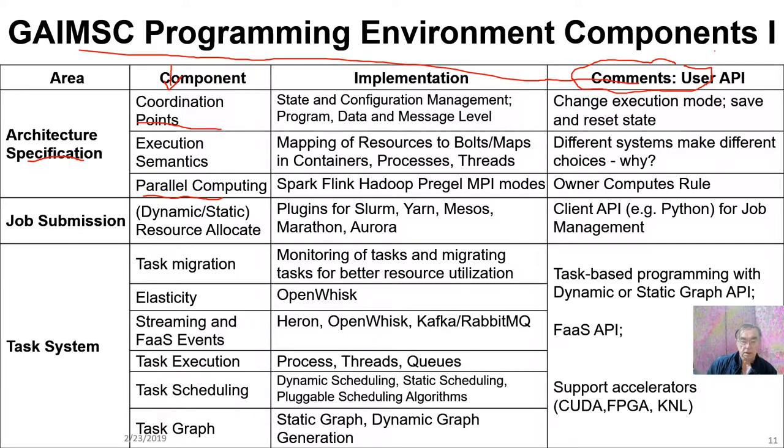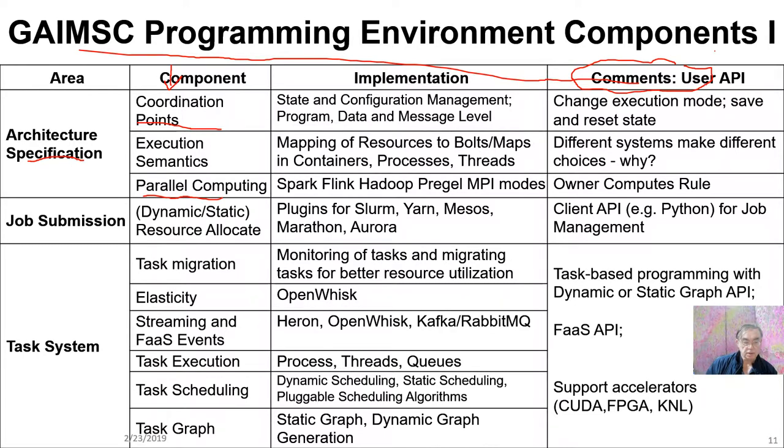So here we have the execution semantics, which is how we map the resources to bolts and maps, and we have containers and processes and threads. This is actually done differently in different systems, and it's not quite clear why people do this. We also know, of course, that in HPC our experience is that whether you use threads or processes, it's not so clear which one is the most efficient for a given problem. And they have slightly different programming models. Some you could view processes as easier in some ways and threads easier in another way, but there is no set of clear rules about what to do.